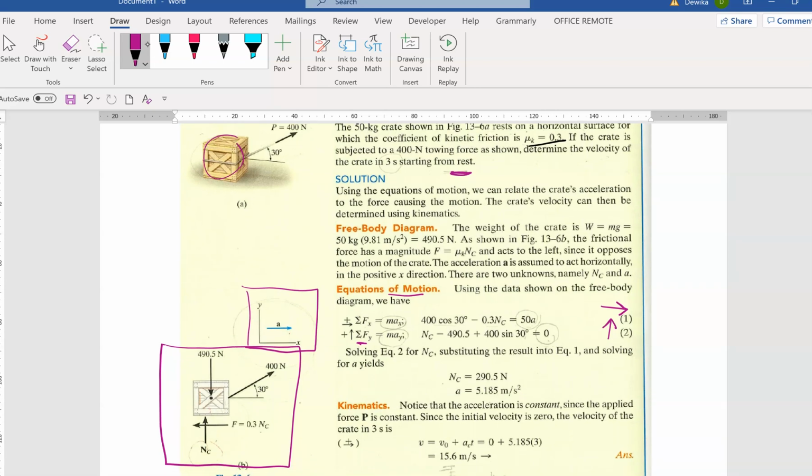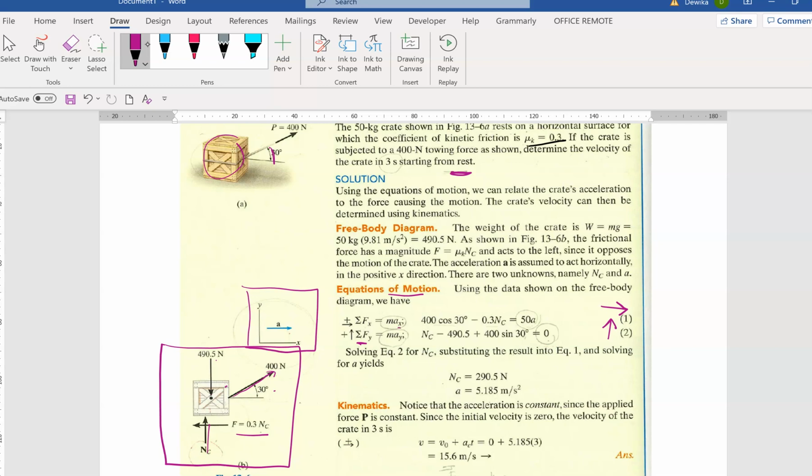Now once you have drawn all the forces, look at this question here. You have a crate, so you copy the crate. Then you have the weight, which is right in the middle here, 490.5, and then you have the friction. You have to write friction here, and of course you have the normal contact force, and then we have the 400 Newton here with an angle of 30. So copy that.